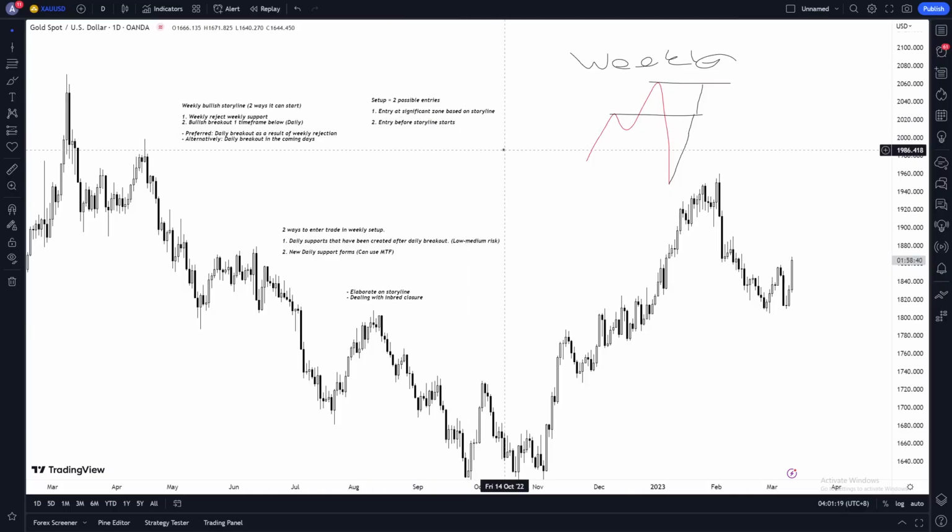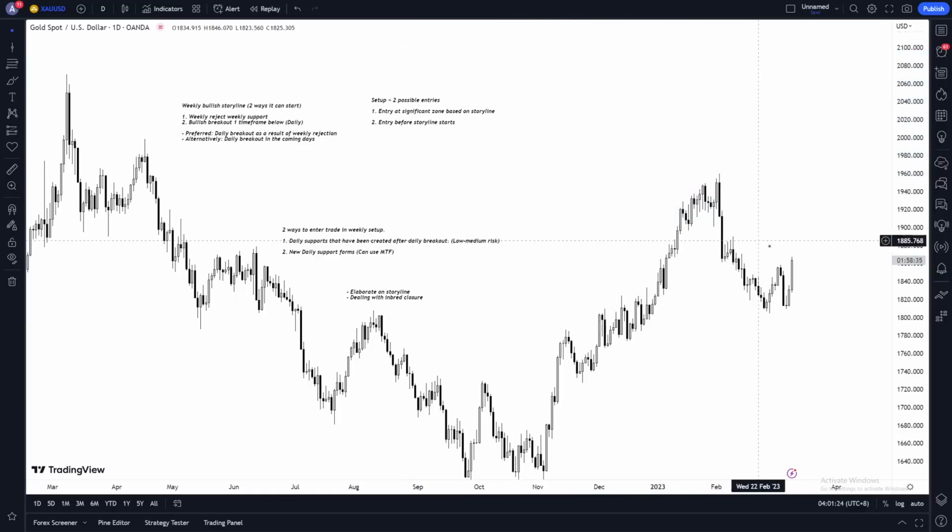So that's the first way. Enter at a significant zone based on the storyline. So for example, if we're dealing with daily, right? We're dealing with daily. What's it going to be? Daily reject daily. H4 bearish breakout, for example. So I'm dealing with number 1. Okay, the first entry setup. Daily reject daily.